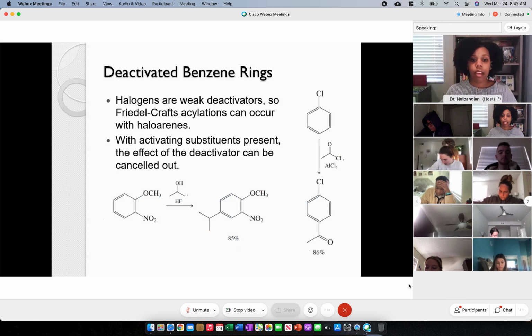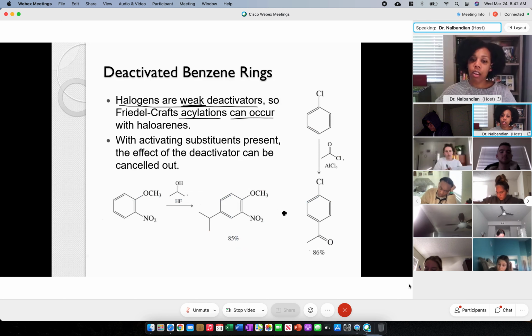All right. So then we can also talk about those Friedel-Crafts reactions. We just said we can't do them in the presence of nitro groups, but what about halogens? Well, the halogens are weak deactivators. And so if they are weak deactivators, the Friedel-Crafts reaction can occur.